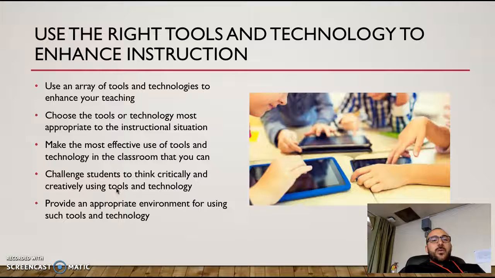Next, Jim talks about use the right tools and technology to enhance instruction. What I love about this PE program here at the school I'm at is we're consistently using technology to enhance instruction. Right? Jim says choose the tools or technology most appropriate to the instructional situation. Use an array of tools and technologies to enhance your teaching.